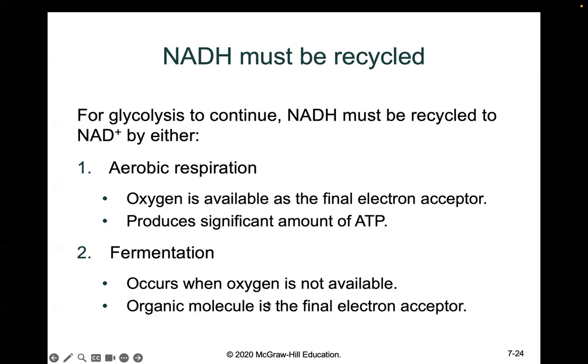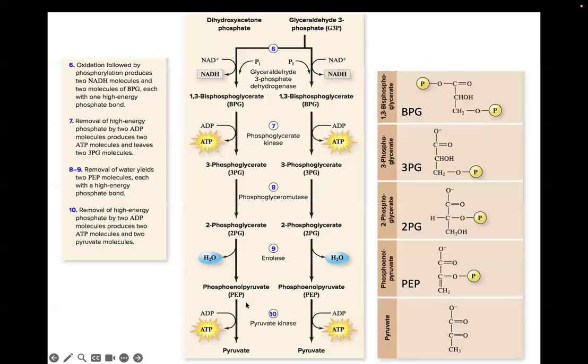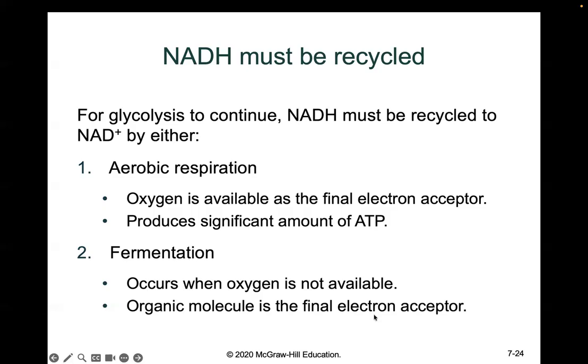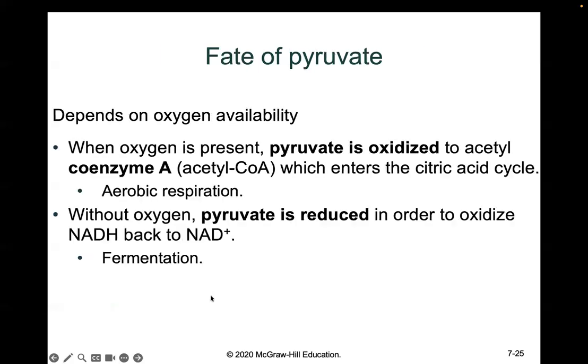If we do not have oxygen, this is called fermentation, where we're using an organic molecule as the final electron acceptor. And in our case, we use pyruvate, because now we've created pyruvate. Well, pyruvate is now going to become the final electron acceptor. So NADH passes its electrons to create NAD plus, and basically pyruvate is fermented.